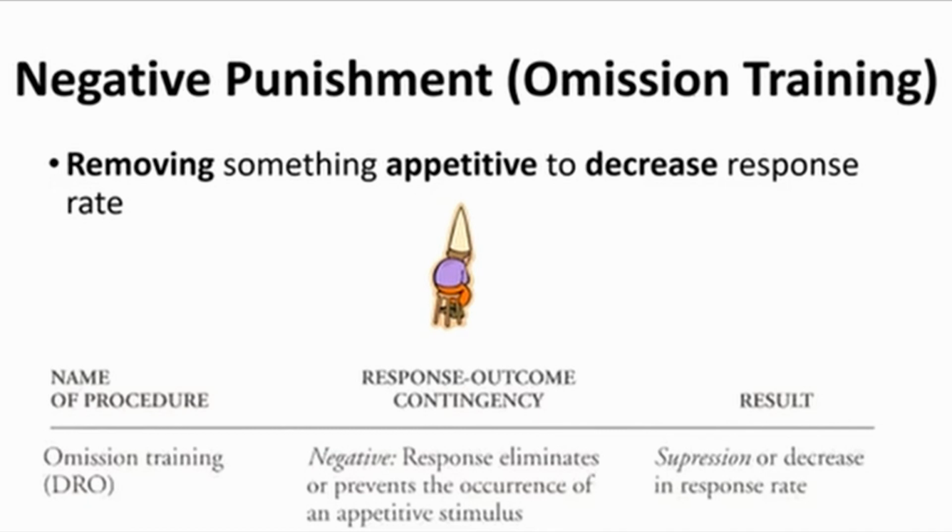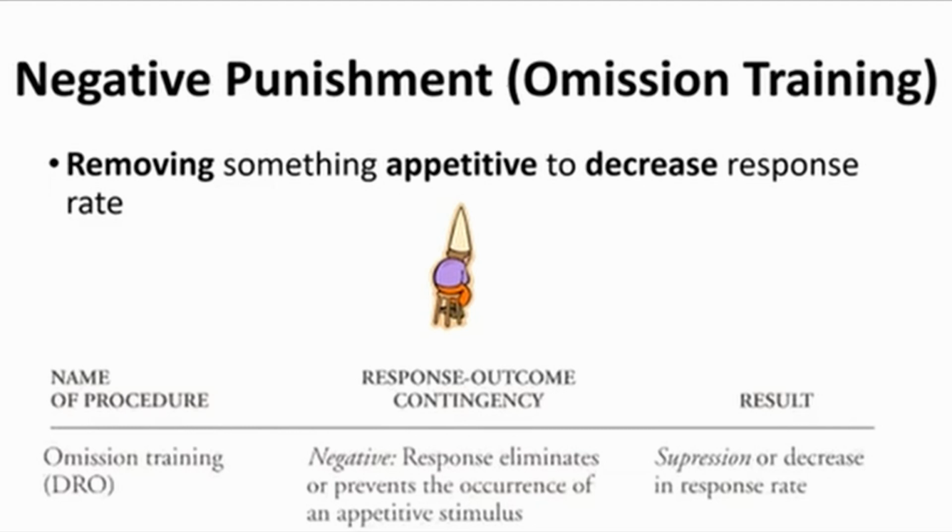So if you do a bad behavior, maybe you hit your sibling, or maybe you speak disrespectfully to your parents, you do some kind of response or behavior that's bad, then your parents can remove something like your freedom to run around and wreak havoc by putting you on timeout. So you've lost that freedom. You've lost or removed that appetitive stimulus. And as a result, hopefully you're going to be less likely to do that bad behavior in the future. Some other examples of this might be if you misbehave, you're not allowed to go out and play with your friends later.